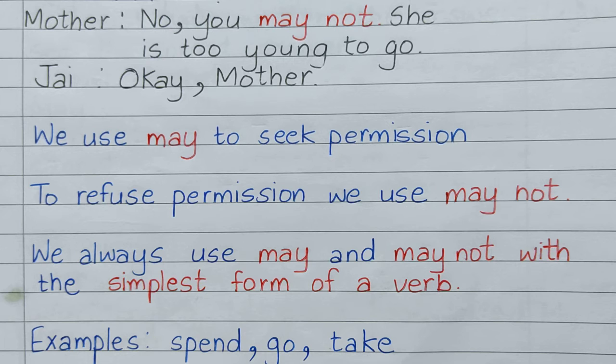Jay: Okay, mother. We use may to seek permission. To refuse permission, we use may not. We always use may and may not with the simplest form of a verb. Examples: spend, go, take.